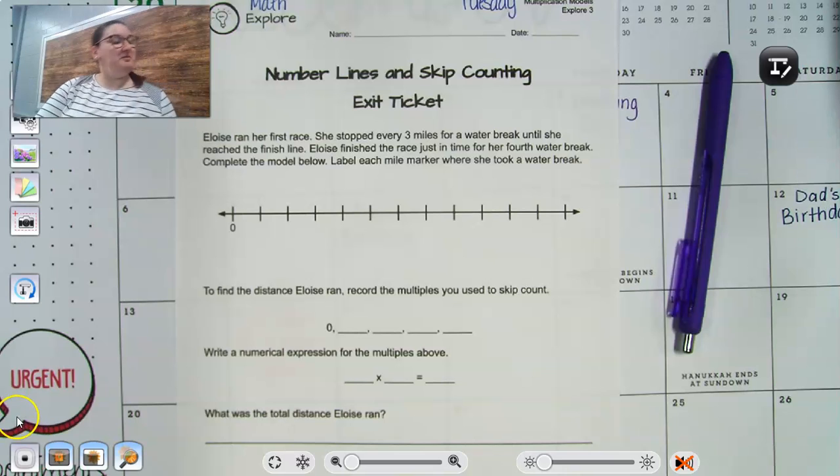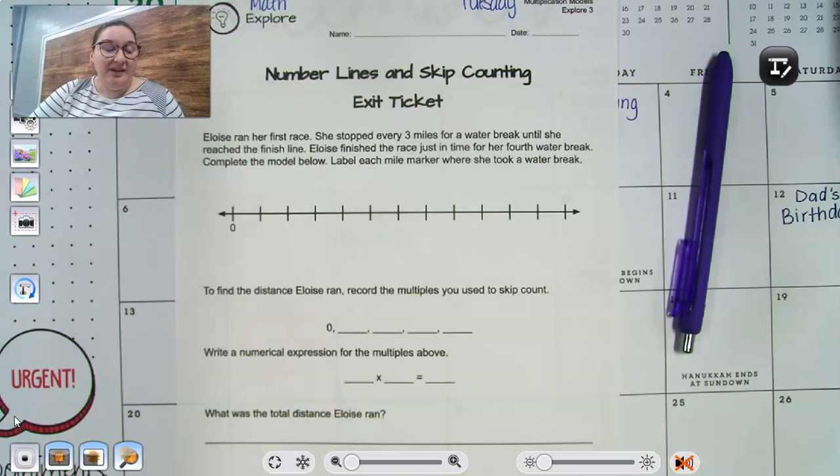Hey guys, so it is math time and we are working on multiplication. Yesterday we did a review over the different ways we can model multiplication. We have equal groups, repeated addition, arrays and area models. And the newest one we learned was using a number line and skip counting to show multiplication. So we're going to do a quick review over number lines, and then you are going to do one on your own, and I will take that for a grade.